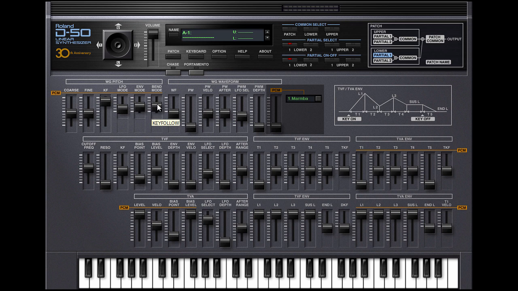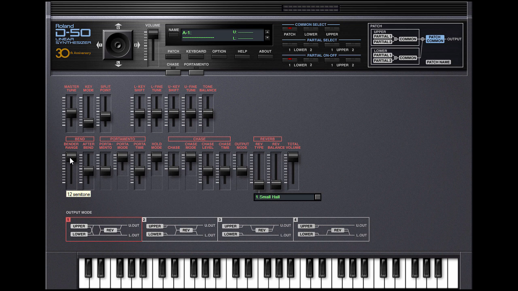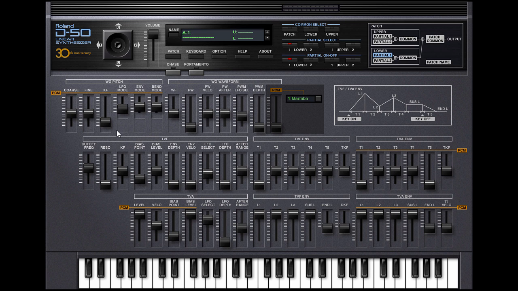Okay, so if we set the mode for key follow, and we set this one for 0, even if we have our bend range at 12 semitones, we won't hear any effect. So no pitch will occur. But if we set the key follow for example to 1, or for example a small value, we can set the pitch range using this value too.